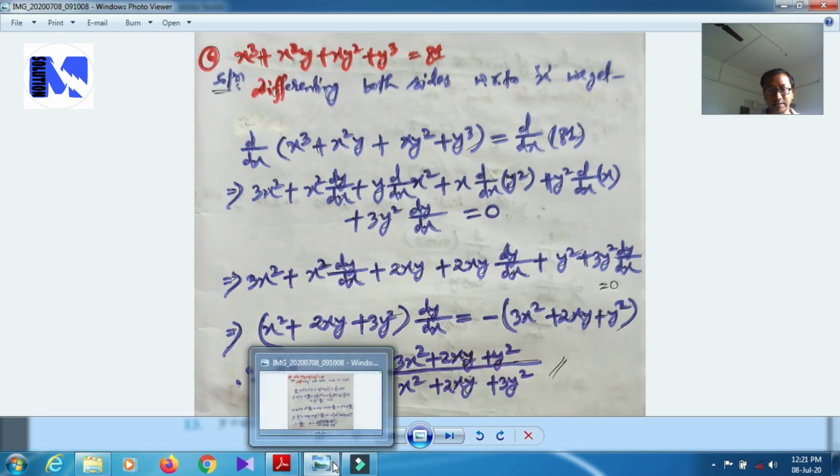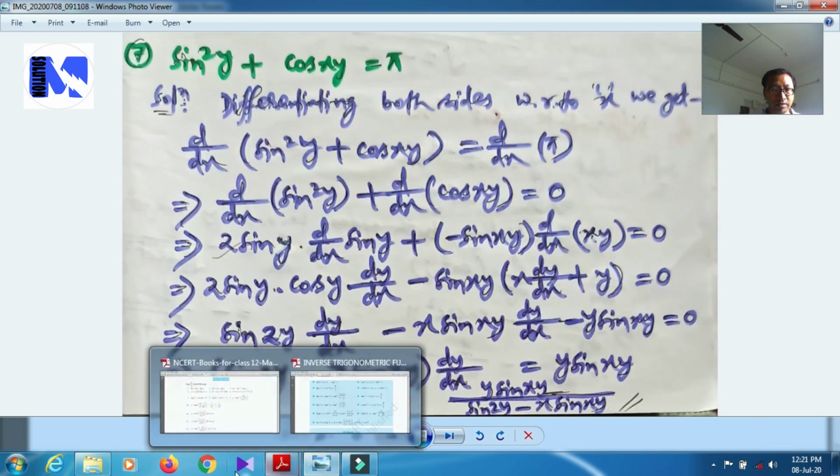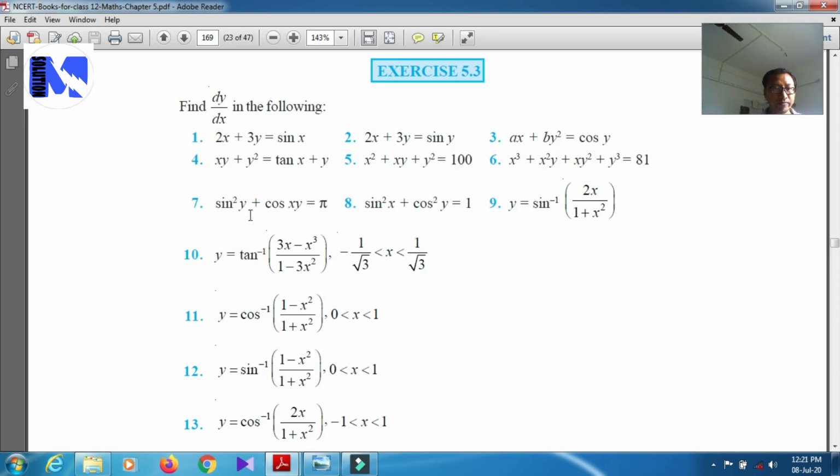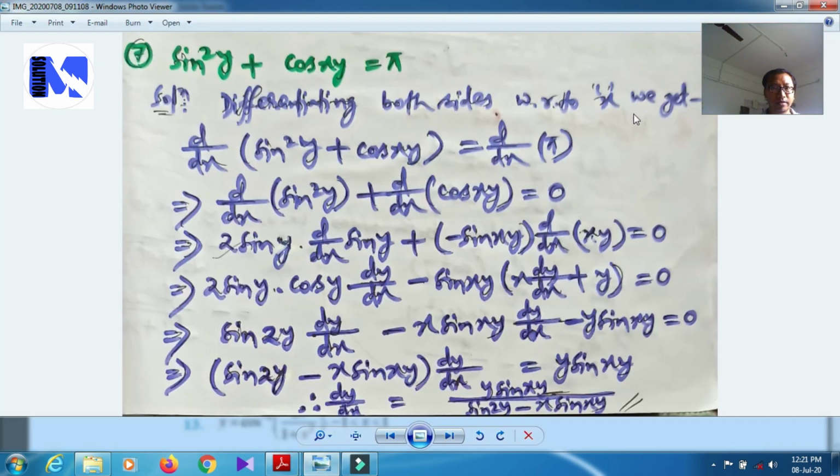Okay, next it is question number 7. Question number 7, you see sin square y plus cos xy equal to pi. 8 is same as 7, so I have done only question number 7. Sin square y plus cos xy equal to pi, we have to differentiate both sides with respect to x, d by dx of this, d by dx of pi. Pi is constant, so this part will be 0, and this is d by dx of sin square y plus d by dx of cos xy.